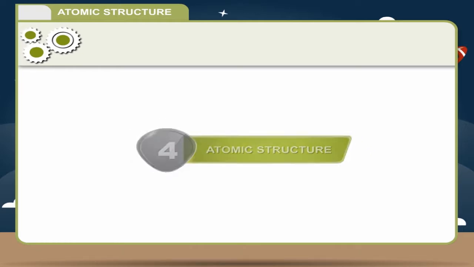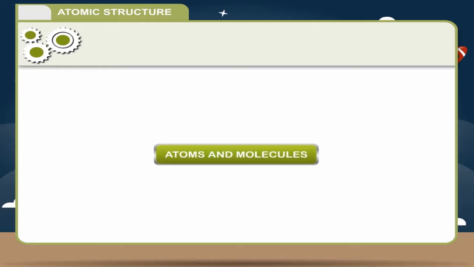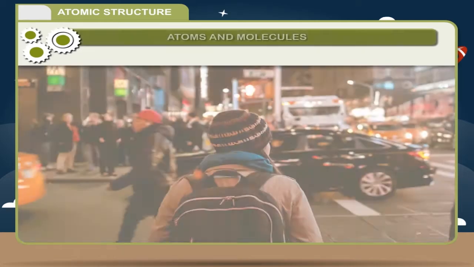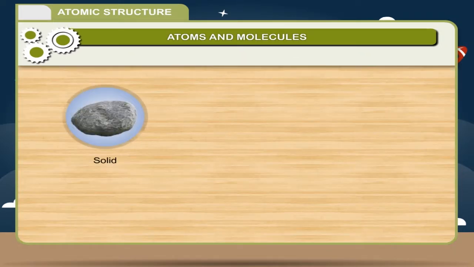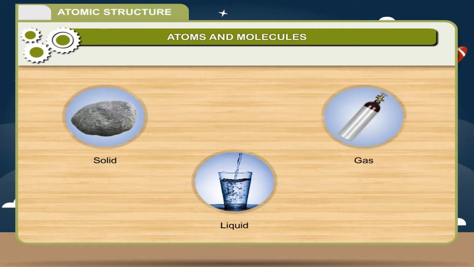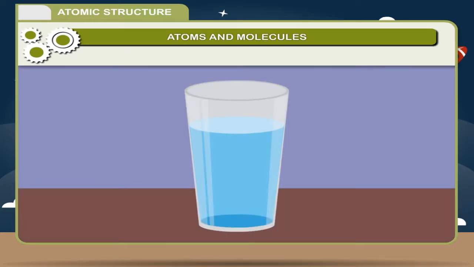Atomic structure. Atoms and molecules. We see many things around us. They look very different from each other. In class 6, you have studied about matter and different states in which it exists. A steel glass containing water, if kept for some time, shows some bubbles sticking to the sides of glass.